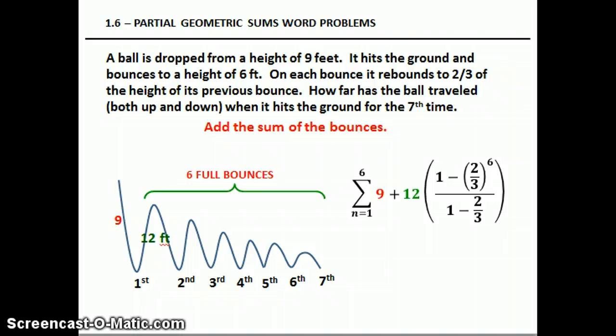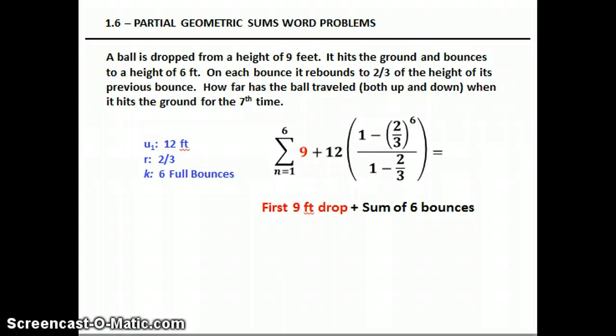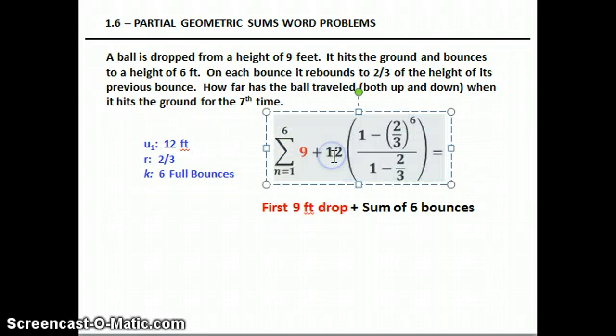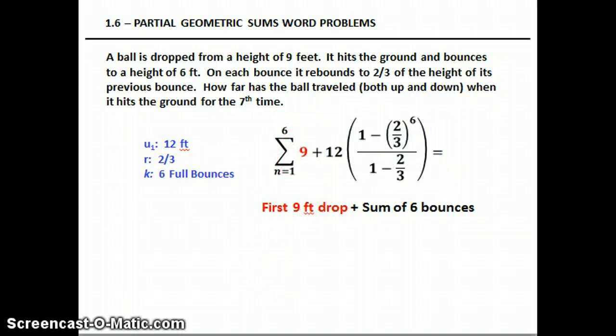Moving right along. Now, this is what it looks like when we put it all together. And what I want you to see here is that we have our first drop plus the sum of all 6 bounces. That's what this part is, plus our original 9 feet drop. Now, all that's left is to do the math.